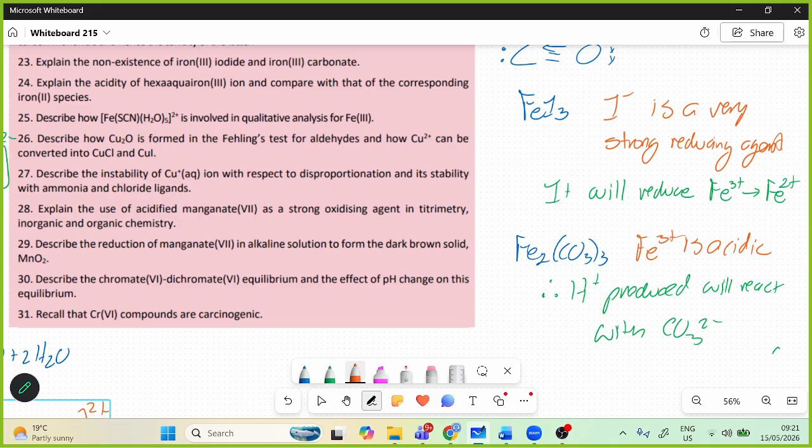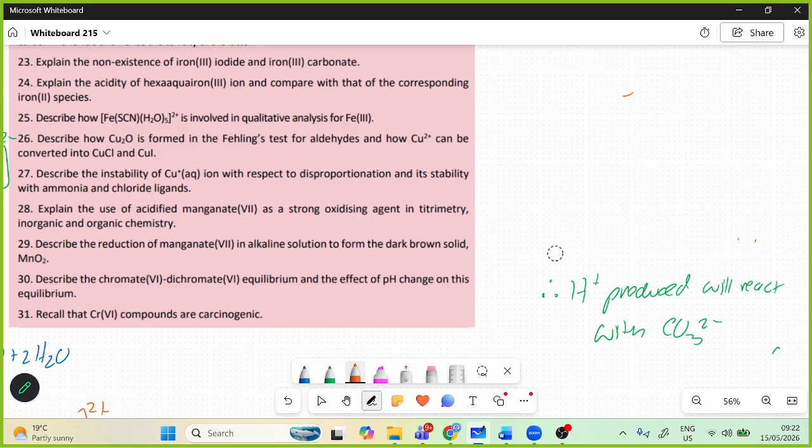Now, 26, 27, 28, 29, 30, 31, they're much simpler. First thing, describe how Cu2O is formed. Cu2O is formed when you do Fehling's test. So Cu2O is formed when an aldehyde is oxidized in the presence of copper sulfate normally.